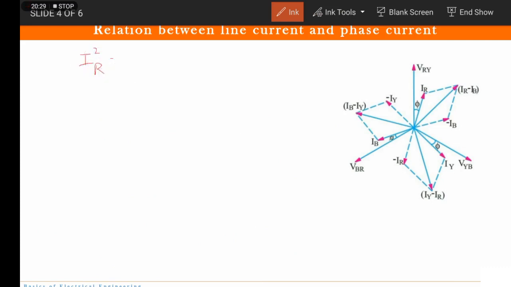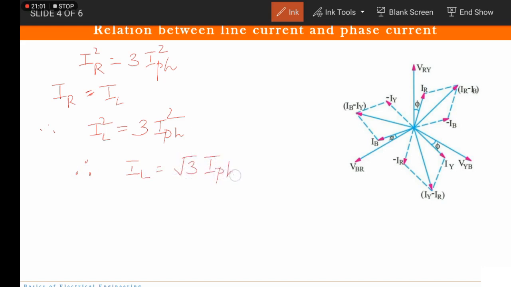IR square is equal to 3 IPH square. Now what is IR here? IR is nothing but line current. Remember, again we wrote that in the beginning. So therefore IL square becomes equal to 3 IPH square, and by taking the square root at both the sides, the line current becomes root 3 times phase current. Now this is very important equation.